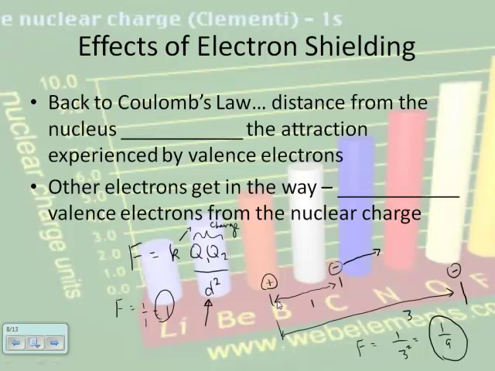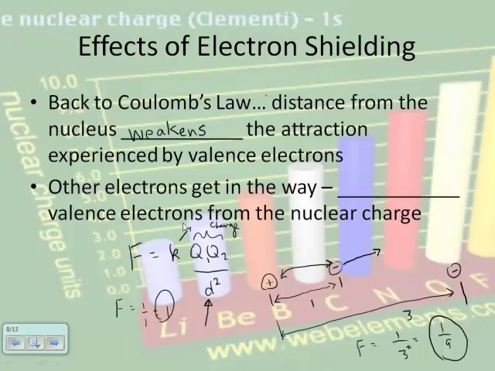Which is the greater force, the 1 or the 1/9? It's 1. 1 is a lot greater force than 1/9. So distance from the nucleus weakens the attraction that's experienced by the valence electrons. If we get them farther away from the nucleus, we have less force. It should make sense if you understand charges like magnets. These two pull towards each other like magnets do, and if you put two magnets close together, they pull harder than if you pull them far apart. So that's one factor.